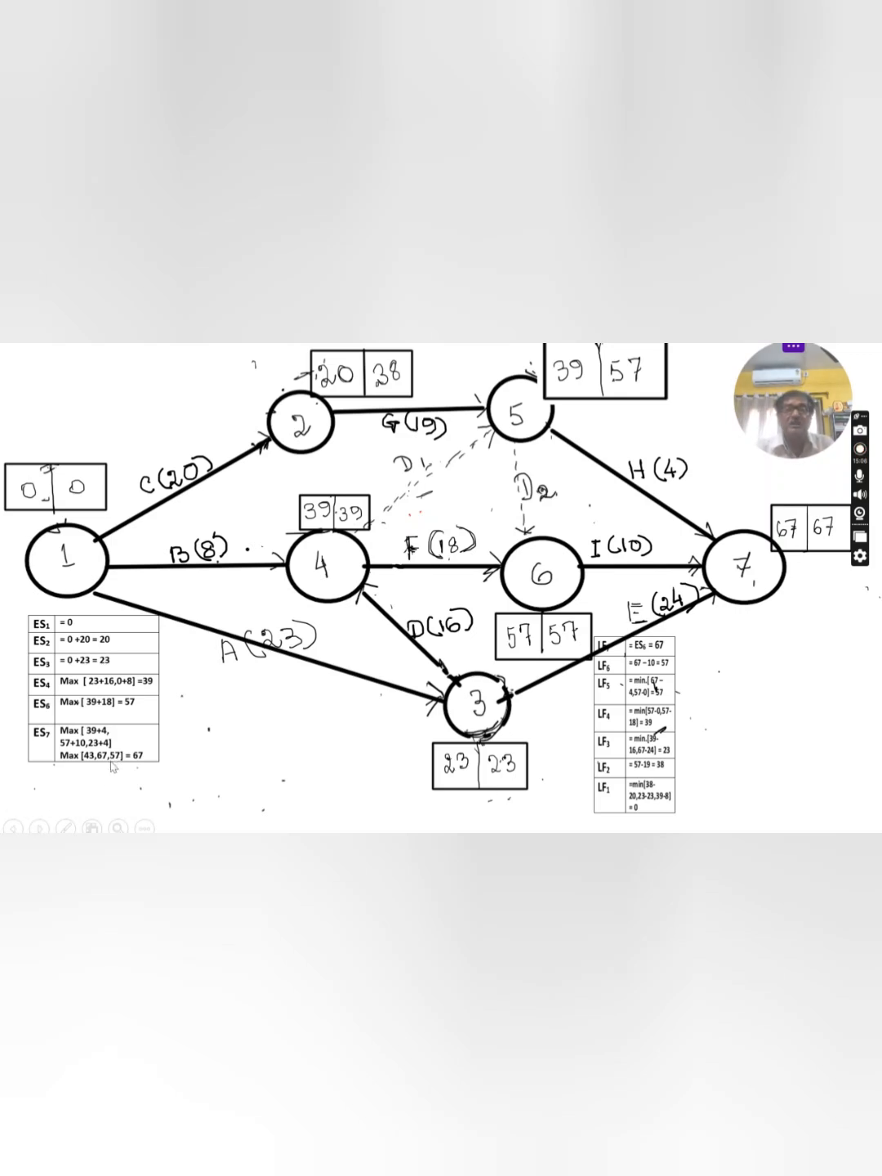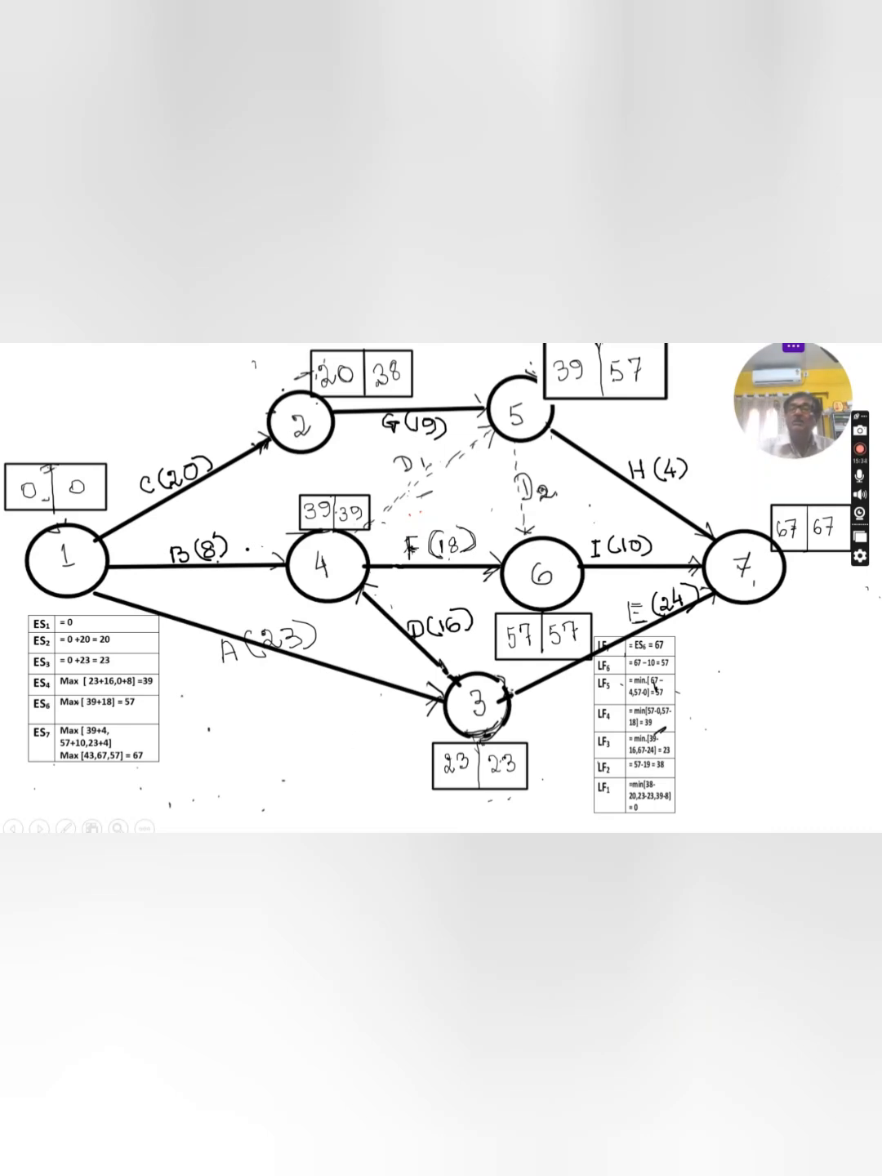But what is the highest time? The highest time is 67. That's why this is correct. No problem. You have to consider the highest one, 67. In this way, you have to compute the earliest start time for all the nodes: 1, 2, 3, 4, 5, 6, 7. In this case, 7 nodes are there.